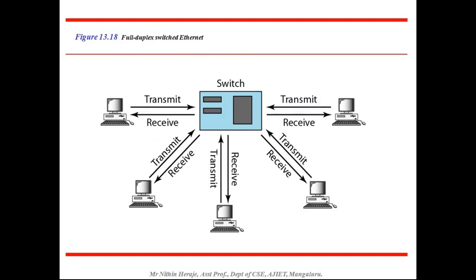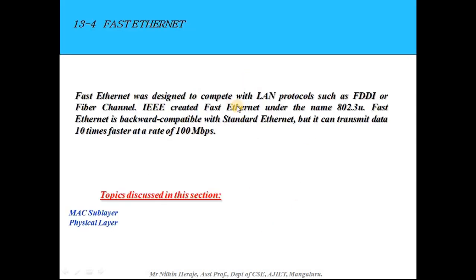Next, we have full duplex switched Ethernet. As you know, full duplex means you transfer both ways at the same time. So you transmit and receive, with all the nodes connected to the switch. Next is the fast Ethernet.